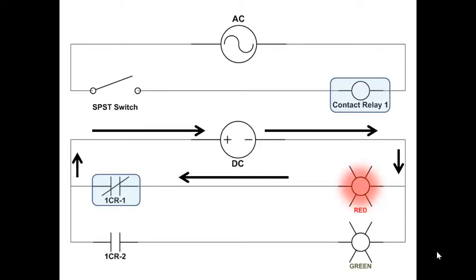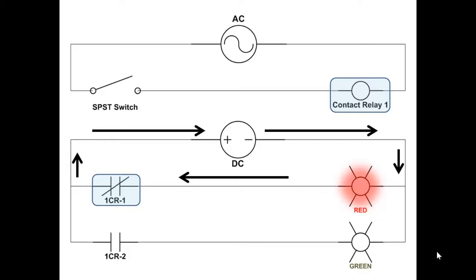Okay, do you recognize this circuit? This is the other part of the circuit that has a DC power supply, has two relay contacts with a common, one normally open, one normally closed, and we've gone so far as to identify the contact relay as contact relay 1, and then we identify the contacts as 1CR-1 and 1CR-2.